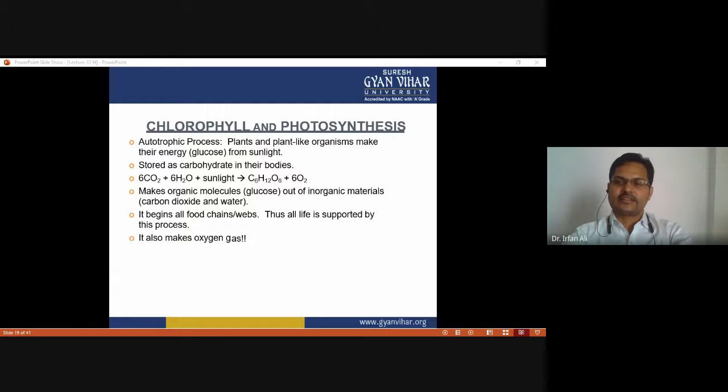This is the reaction which everyone knows very well, the reaction of photosynthesis. It makes organic molecules out of inorganic materials, that is carbon dioxide and water, and it begins all food chains and webs. Any food chain and food web starts from the autotrophs or plants. Thus all life is supported by the process of photosynthesis, and it also makes oxygen.